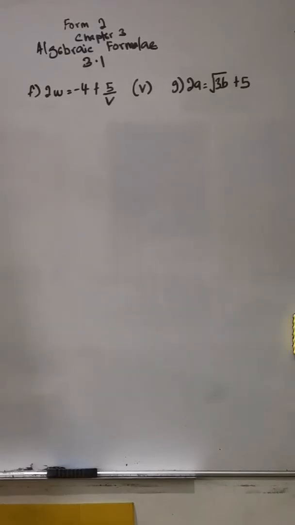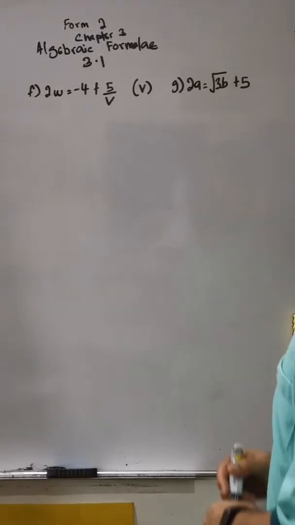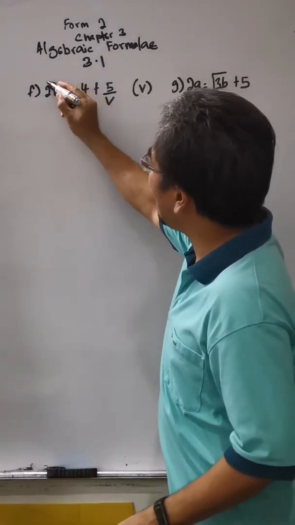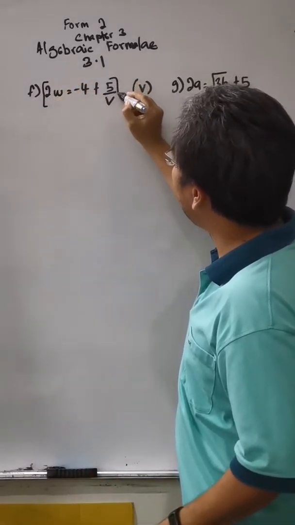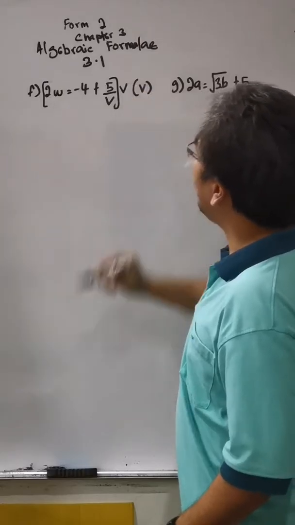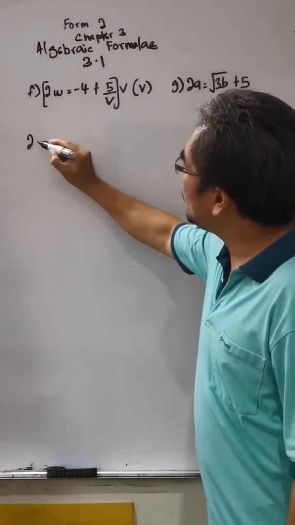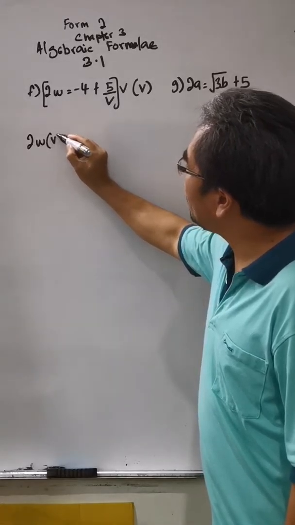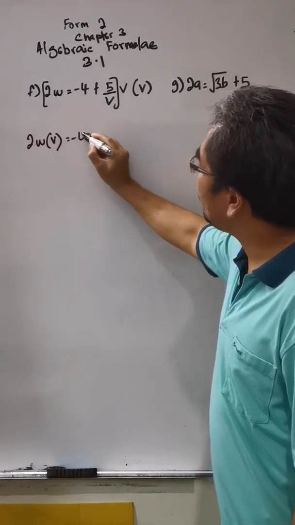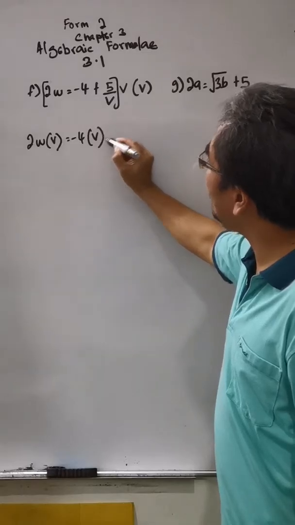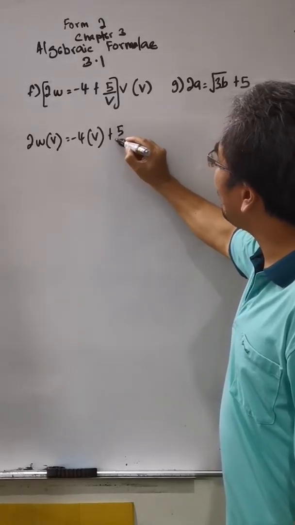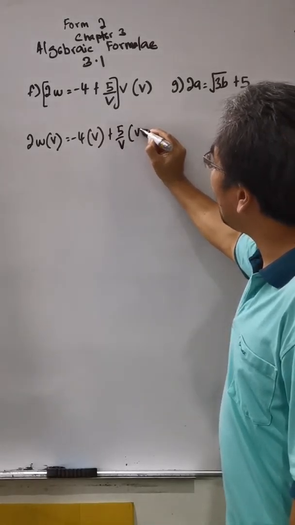F: 2W equals negative 4 plus 5 over V. Whenever you have a fraction like this, make sure you eliminate the fraction. Okay, you multiply by V. I will show you again. 2W multiplied by V equals negative 4 multiplied by V plus 5 over V multiplied by V.